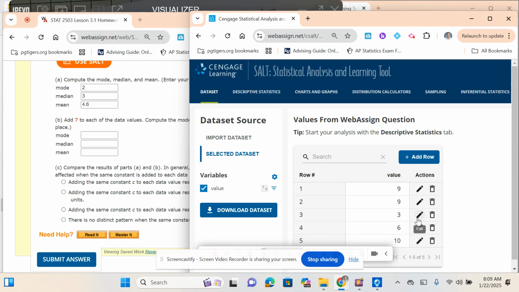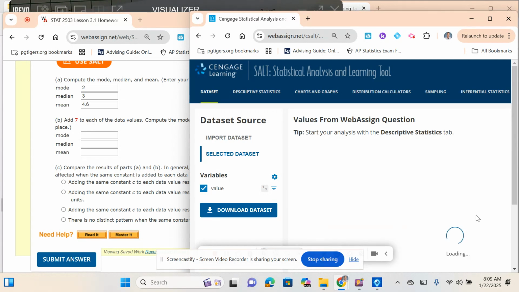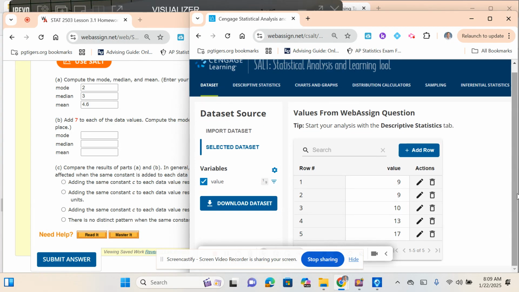Okay, so add 7 here. Add 7 here. And then add 7 here. Okay. All right, so we just added 7 to each of the data values, and it should automatically update.